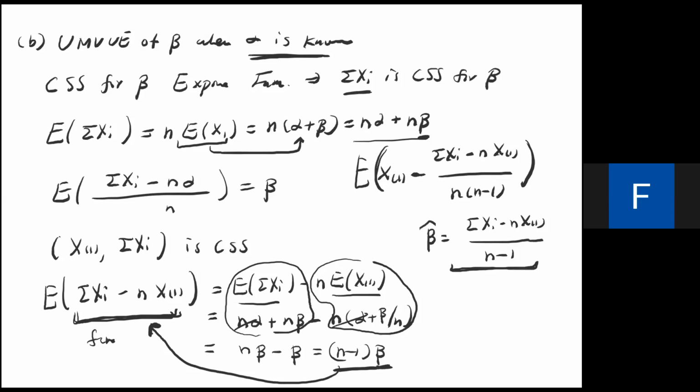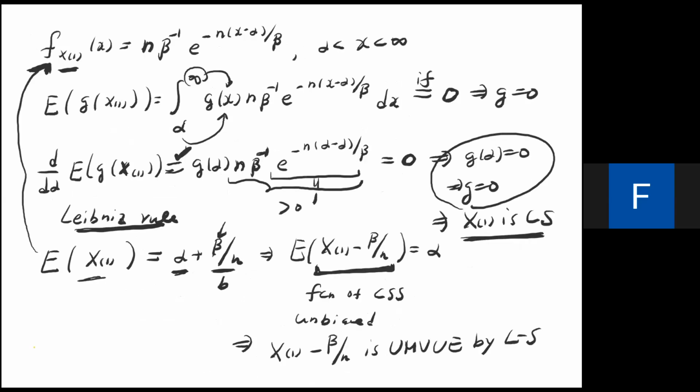Say beta hat right here. And then you also know about the expectation of X1. You also know this: alpha plus beta divided by n. Then to isolate alpha, I will just plug in beta hat right here. Then the expectation of x1 minus beta hat divided by n will become alpha hat.